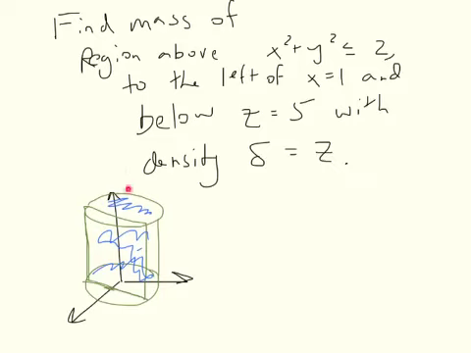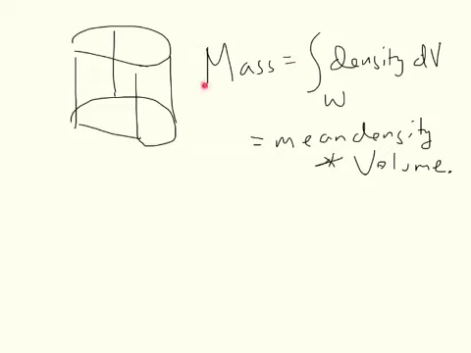And here's this cylinder that's below z equals 5. The radius is 2, and it is above the plane x equals 1. Now we're ready to set up the integral. The mass of our object is the integral over all of the little rectangular boxes in our region times their density. And this mass is also the mean density in this region times the volume.